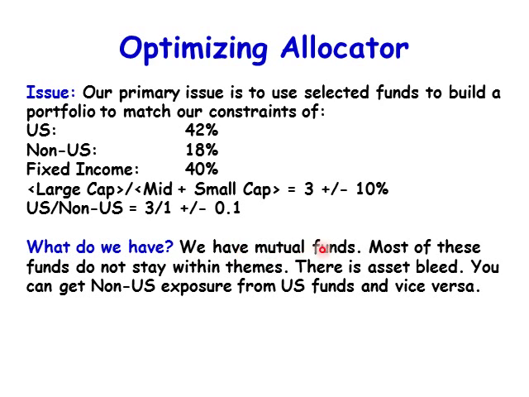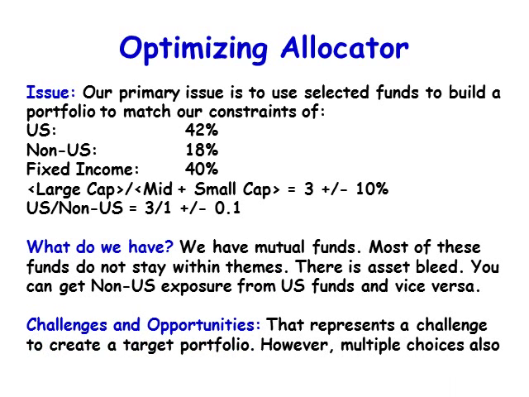And what do we have? We have mutual funds. Most of these funds do not stay within their themes. There is asset bleed. You can get non-U.S. exposure from U.S. funds and vice versa. Similarly, you can get fixed income exposure from an equity fund. These represent a challenge to create a target portfolio. When we did a shortcut portfolio, we noticed that it was heavy on non-U.S. equities and lean on U.S. equities, and that is because of all the bleeding that we ignored in the shortcut portfolio.